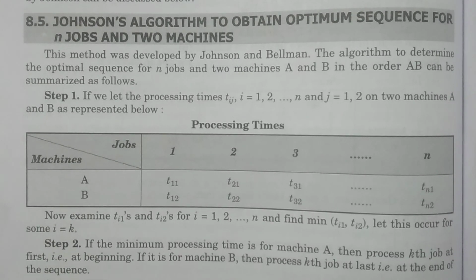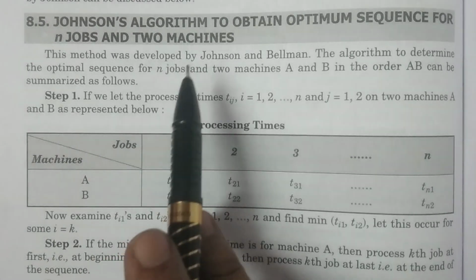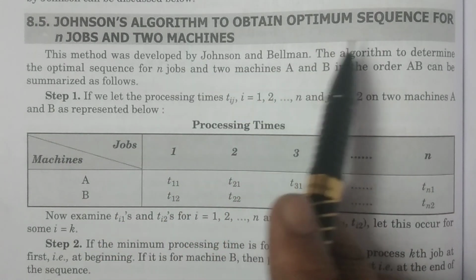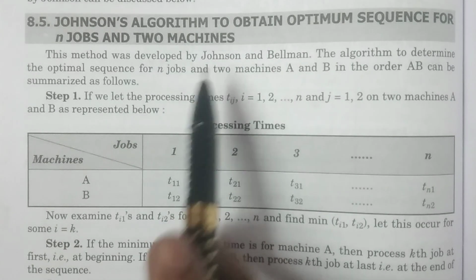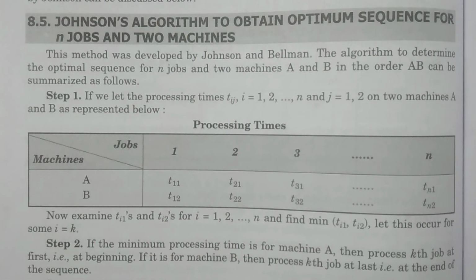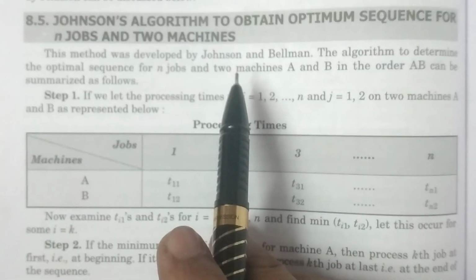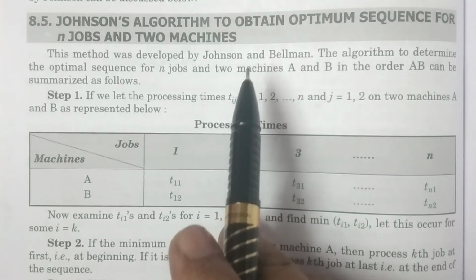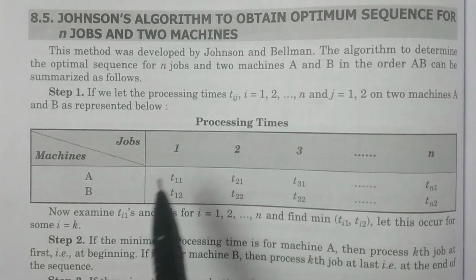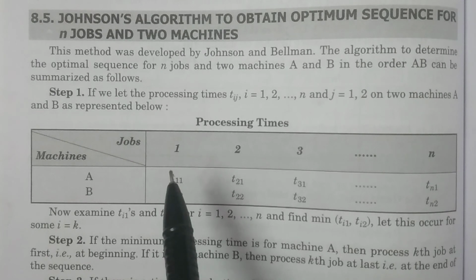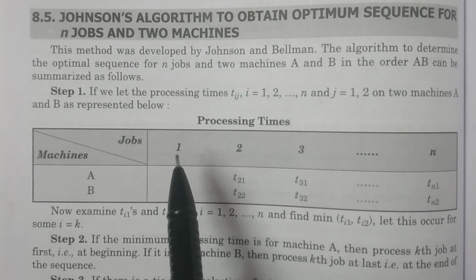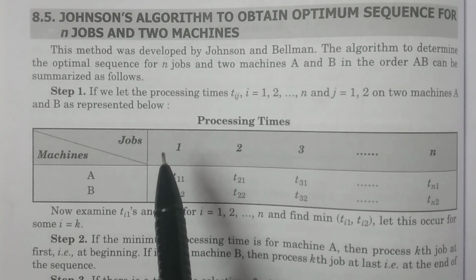In this lesson I explain Johnson's algorithm to obtain the optimum sequence for n jobs and 2 machines, which means it is a procedure for n jobs and 2 machines in a sequencing problem, right? And if you directly come to the algorithm, let us discuss step 1.